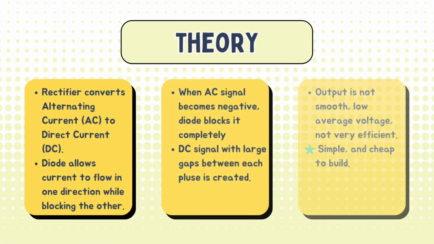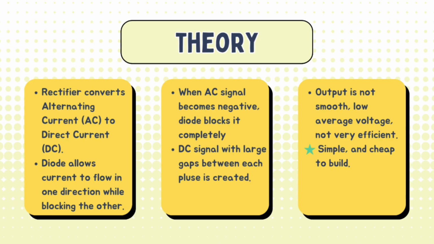And now we will move on to the theory of half-wave and full-wave rectifier. A rectifier is an electronic circuit that converts AC into DC. AC voltage constantly changes direction. Most electronic devices need DC, which flows in only one direction. Rectifiers use diodes because a diode allows current to flow in one direction while blocking the other.